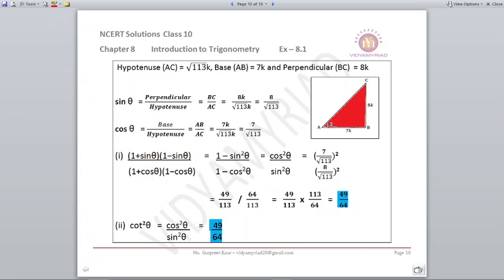Now they are asking cot square theta. What is cot? Cot you can remember with the help of tan. What was tan? Tan is sin upon cos. So cot is the opposite of tan. That becomes cos upon sin. Since it is square, cot square theta, we can write cos square theta upon sin square theta. Now we have already found these values, that is 49 upon 64. We can pick up from there and we will see that for the first part and second part the answer is same.